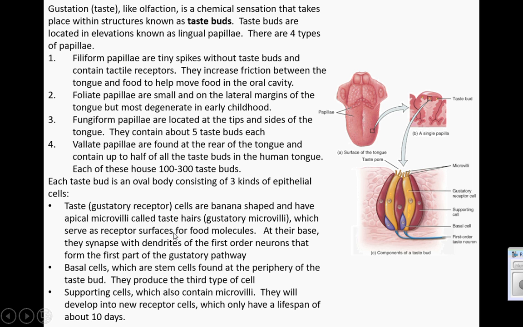At their base, they synapse with first-order neurons. So they're a little bit different because these are examples of separate cells. They're not the actual neurons, but they synapse with the neurons. And we'll talk about that a little bit more here in a second. Basal cells are these kind of purplish ones, which will then develop into the supporting cells. And they also contain microvilli because they will end up becoming the receptor cells. So these cells become these cells, which then become these cells. So that's kind of cool.